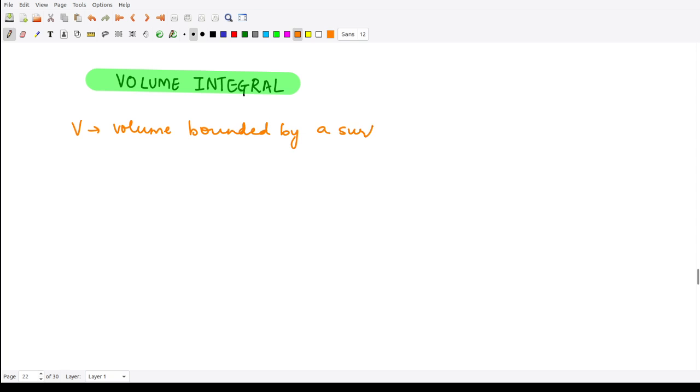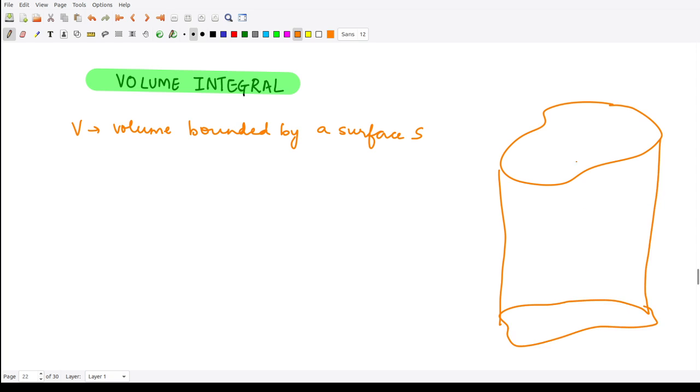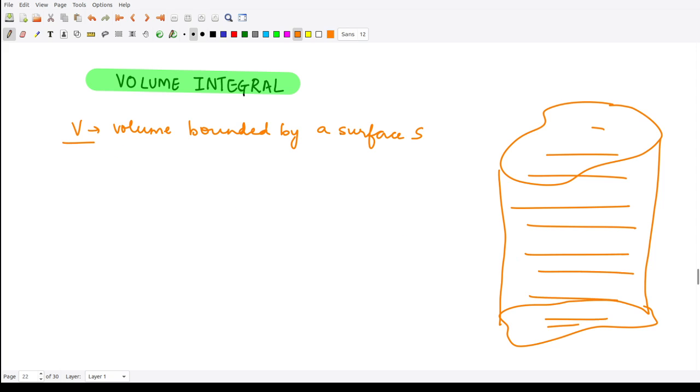a surface S. So suppose you have some surface like this. Whatever is the volume which is bounded by this particular surface, we are calling this V, and this surface we are calling S. So this is the surface, and we denote f of x, y, z to be a single valued function defined over V.